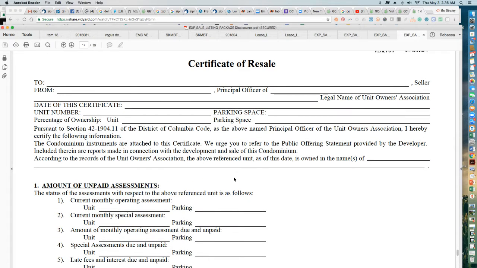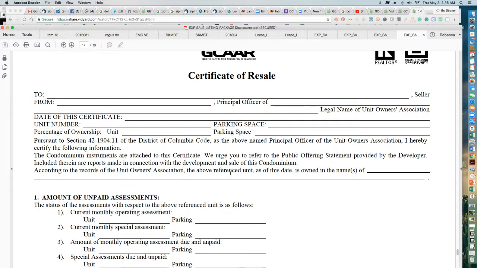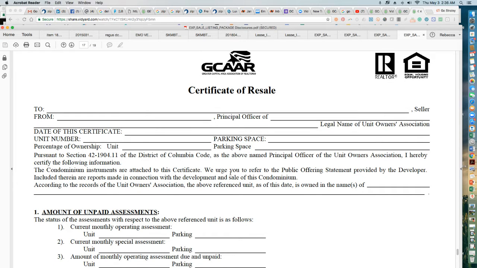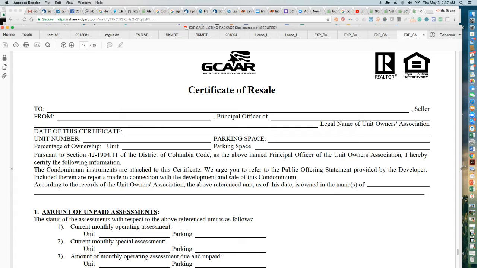Lastly, today we are going to talk about the certificate of resale. This is Rebecca Straley, and we're looking at the GCAAR forms for the purchase or sale of a property in the District of Columbia. And this form is completed by the principal officer of the Unit Owners Association.